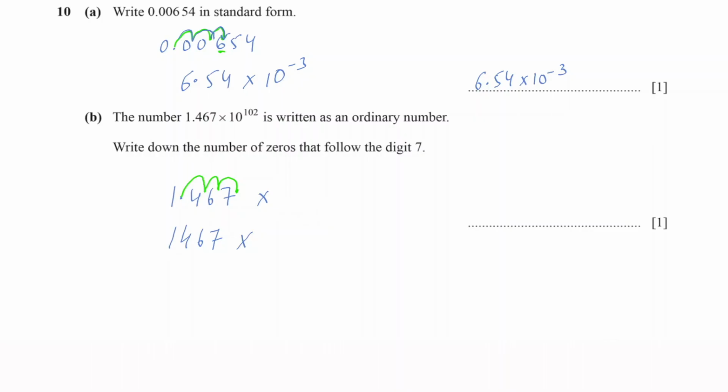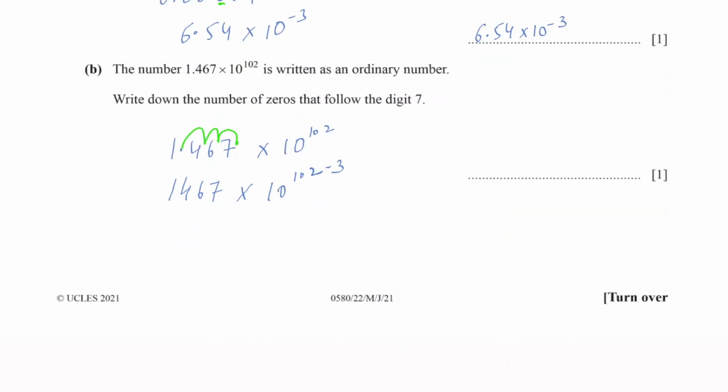Okay, so I should have written 10 to power 102. Here, 10 to power 102 I should have written, but I have moved the decimal towards the right hand side, right? So if I am moving toward the right hand side, I have to take negative of 3. 3 units I have shifted, so negative of 3.